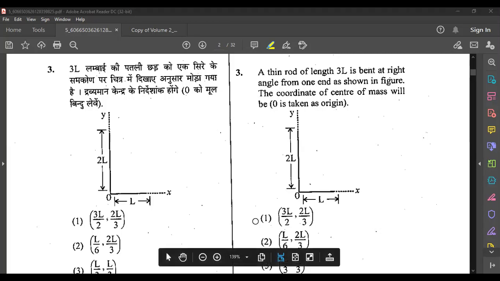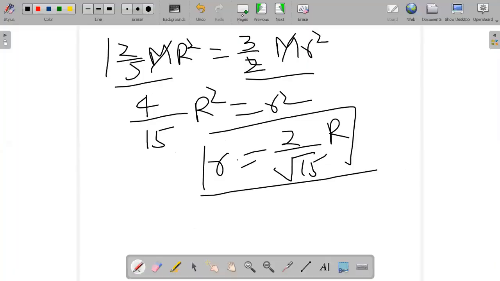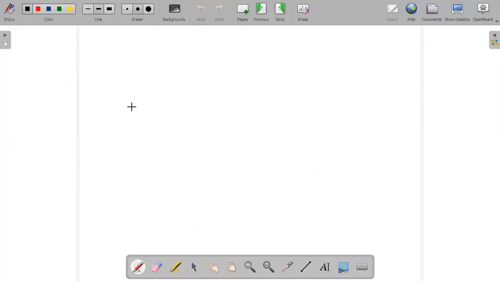Okay, so let's try to solve this problem. So we have a rod whose length is given as, let's say, 3L. Now it is bent in the form of like this. Its length is L and this length is 2L.